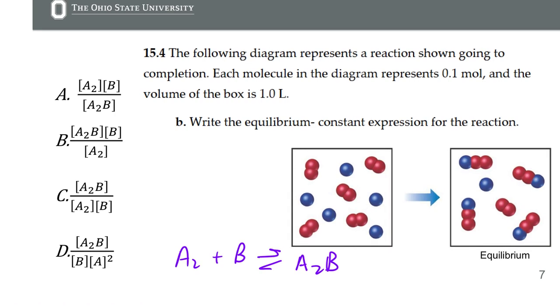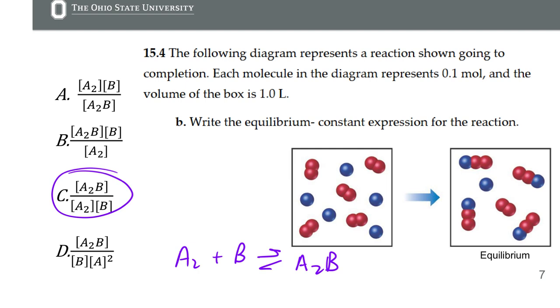All right, and we should end up with A2B as a product divided by A2 times B. Those are our reactants, so C would be the correct answer. Everyone okay with that? Yes? So how would you know what the coefficient is if you're just given one size? How do you know what coefficient?